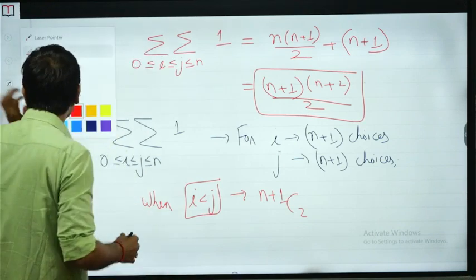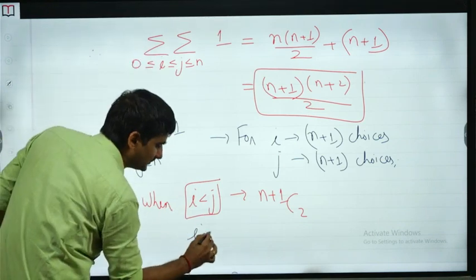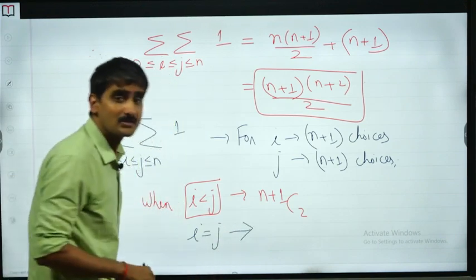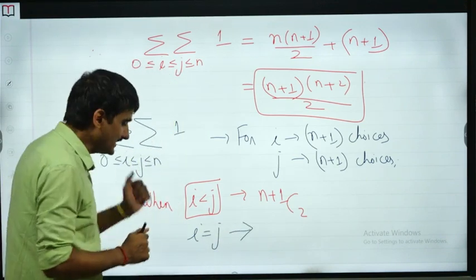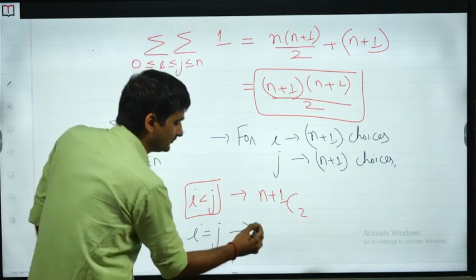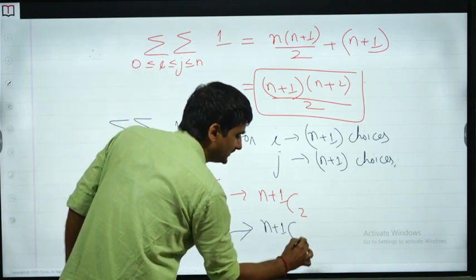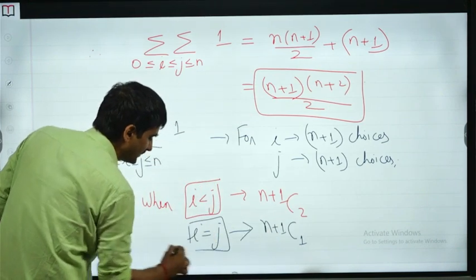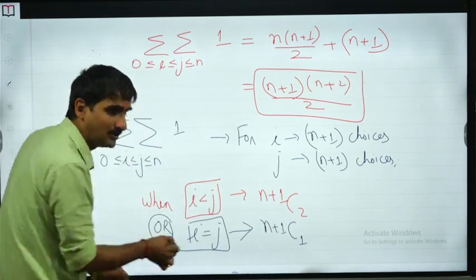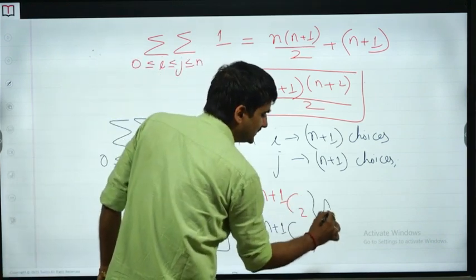Okay, and the second possibility is i is equal to j. So if i is equal to j, you have to pick only one number out of n plus 1. So n plus 1 c1. Now this is an either-or condition: either i is less than j or equal to j. So that means we need to add them.